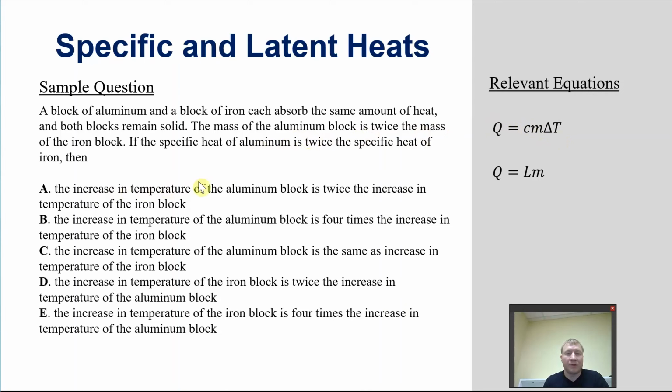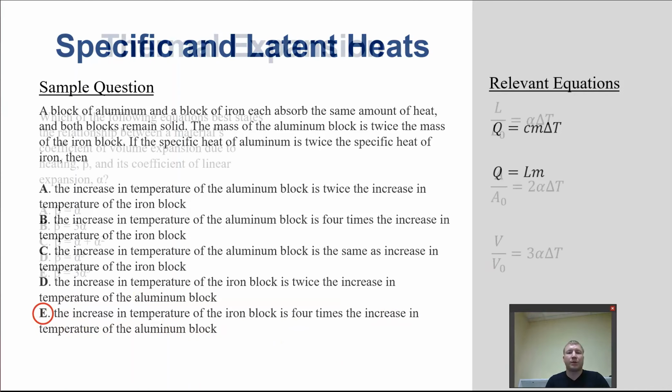So then the increase of temperature should be smaller, right? Because the aluminum requires more heat per degree per kilogram, and since it's more massive, the temperature change should be smaller because they both absorb the same amount of heat. And so that corresponds to option E. The increase in temperature of the iron block is 4 times the increase in temperature of the aluminum block.